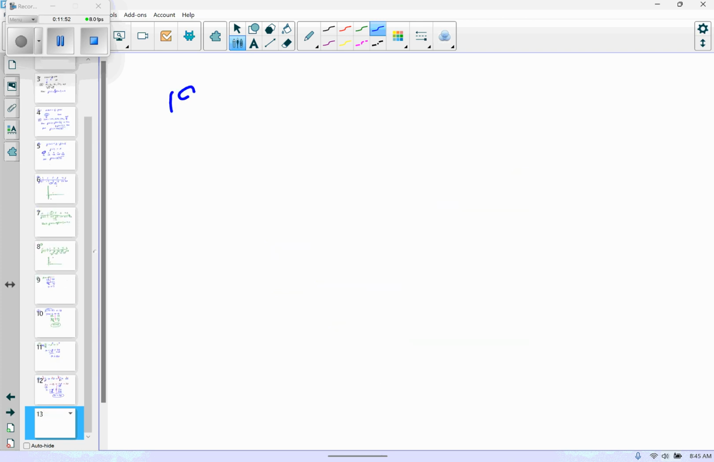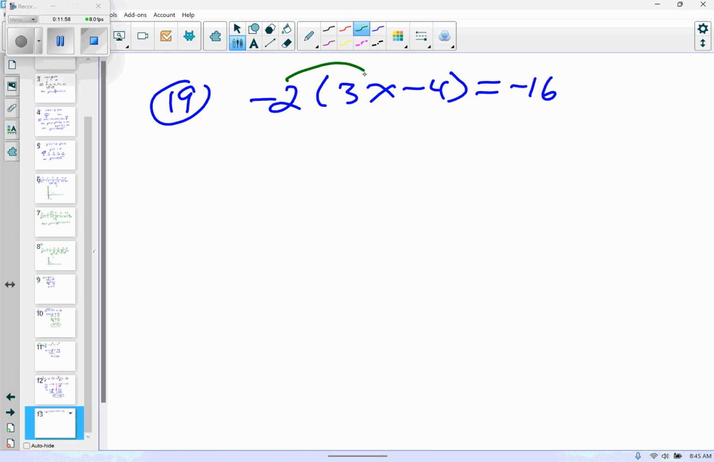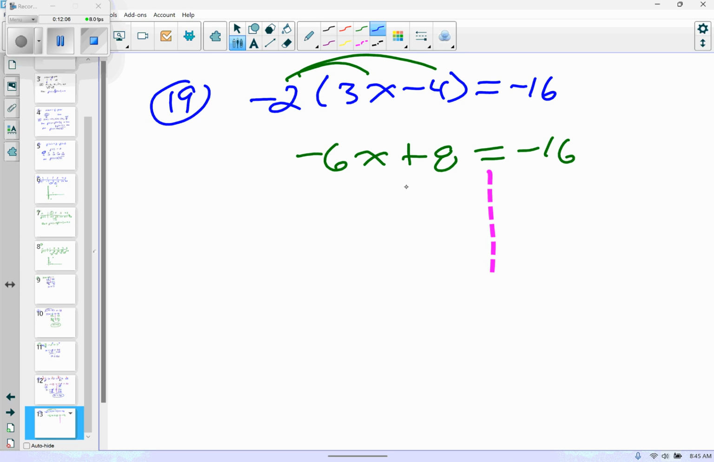Number 19, we get negative 2 times 3x minus 4 is equal to negative 16. Let's distribute over the parentheses. And because we got the parentheses gone, now we can start moving things back and forth. So subtract 8 from both sides. Those cancel.